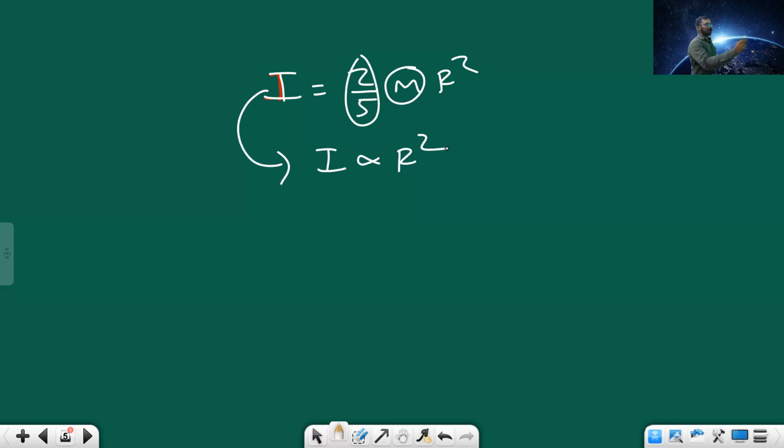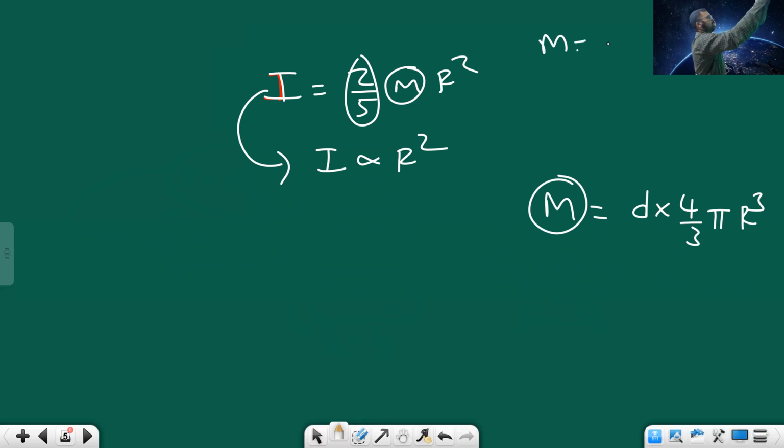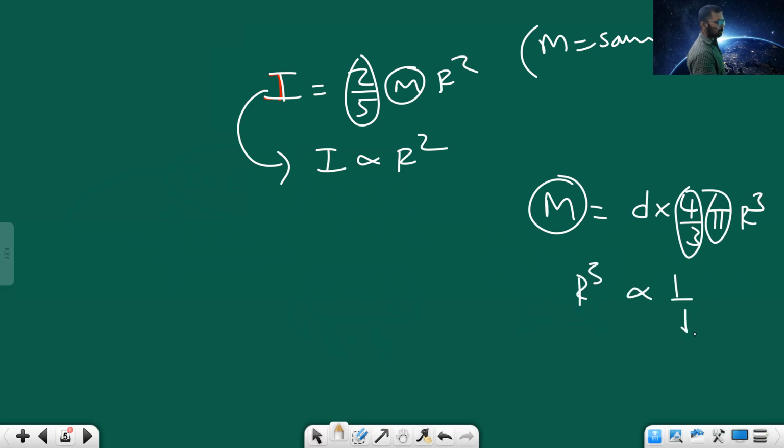For sphere, what is the mass formula here? No thickness here, simply they told mass is same. So mass is density into volume. Volume of sphere is 4 by 3 pi r cube. Mass is same, no thickness related to the sphere, they don't mention thickness. You have to think in different ways, beta. So here 4 by 3 pi constant. So I can write r cube is proportional to 1 by d.